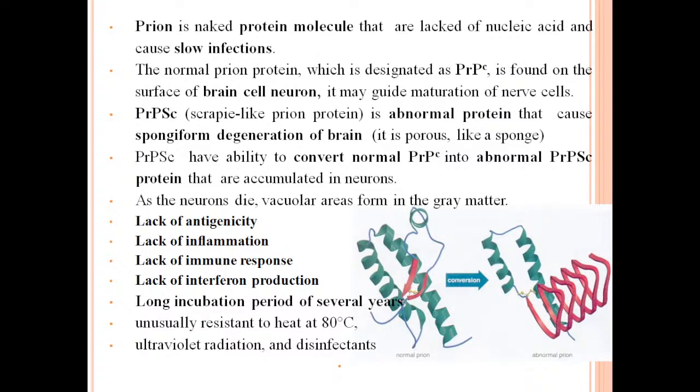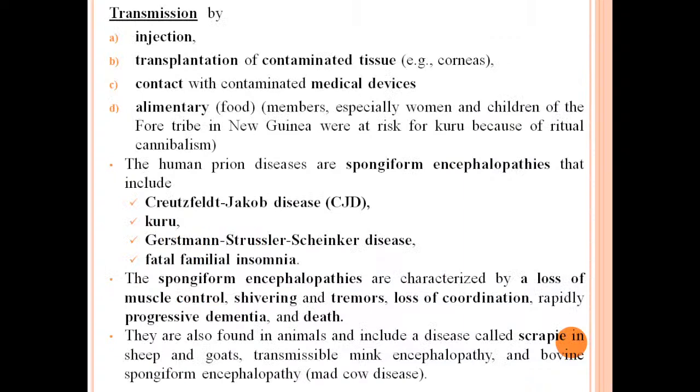Prions lack any antigenicity, any ability to cause inflammation, any immune response, and any interferon production. They have a long incubation period of several years, are unusually resistant to heat up to 80 degrees Celsius, and resistant to ultraviolet irradiation and disinfectants. They are transmitted by injection, by transplantation of contaminated tissues like corneas, contact with contaminated medical devices, and alimentary through food.